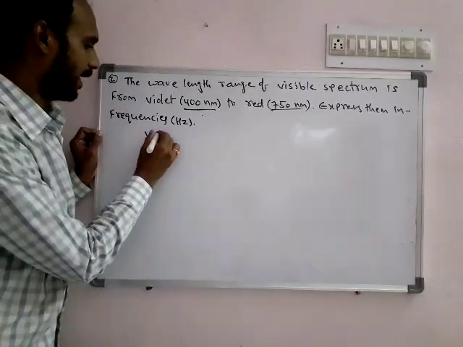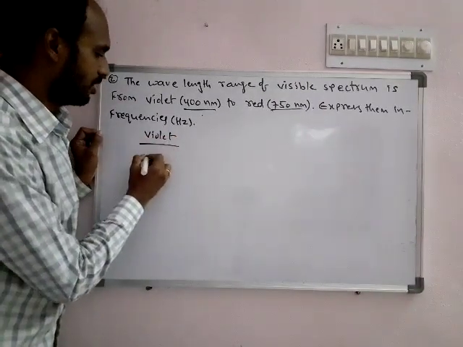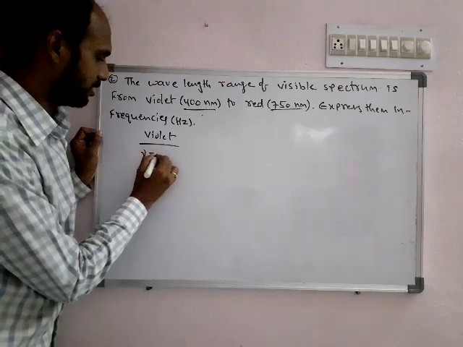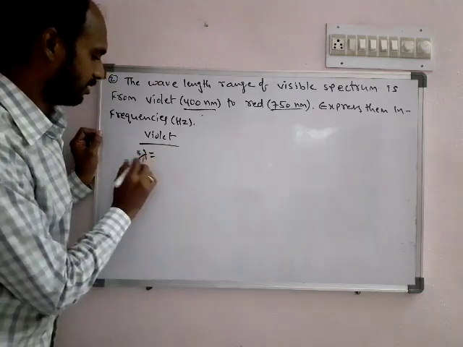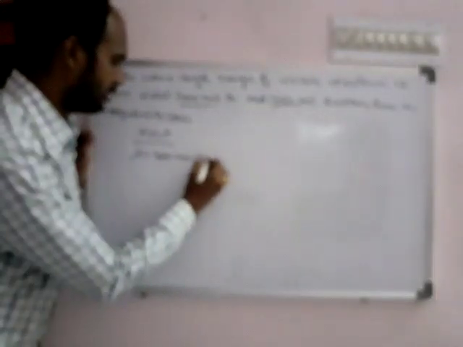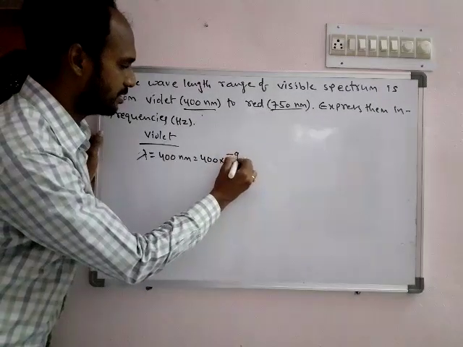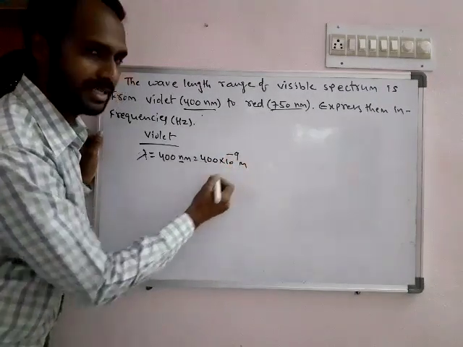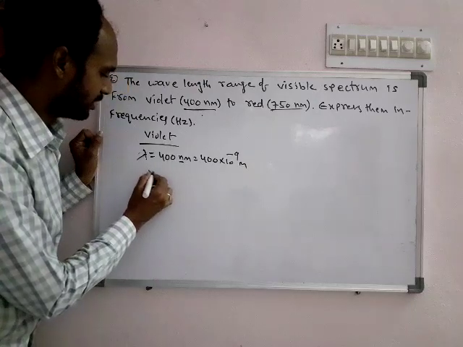First we see about violet color. For violet, what is the wavelength? 400 nanometers. We never do the problem in nanometers. Always we do the problems in meters or centimeters only. So it is equal to 400 into 10 power minus 9 meters. Nano indicates minus 9 here. We need to find what is its frequency.